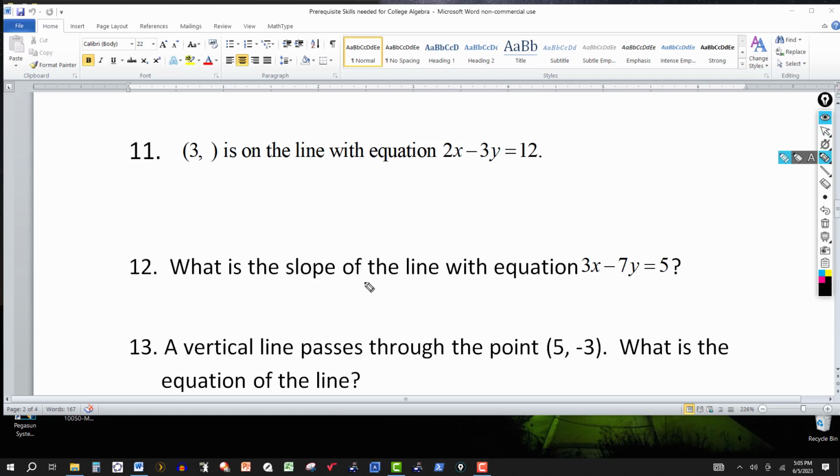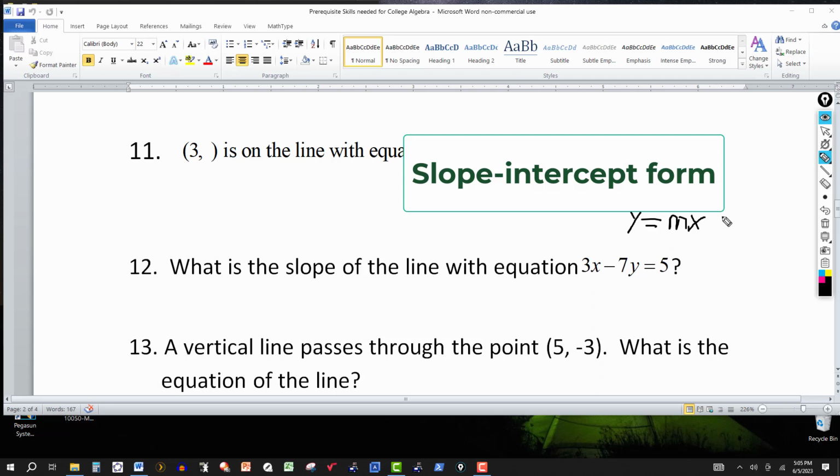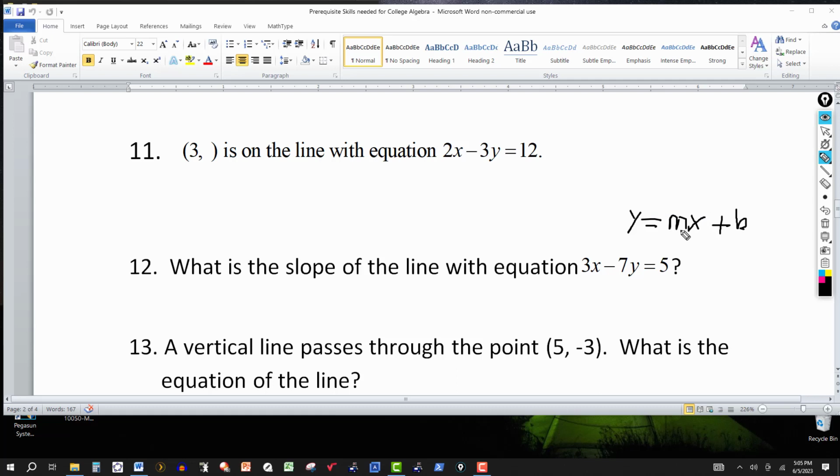What is the slope of a line with the equation 3x minus 7y is equal to 5? Now there's a formula for the slope of a line if you're given the points. But there's also if you have the equation, and this is a linear equation, x is degree 1, y is degree 1. If you have an equation in this form, that is, if you have it solved for y, the coefficient of the x gives you the slope.